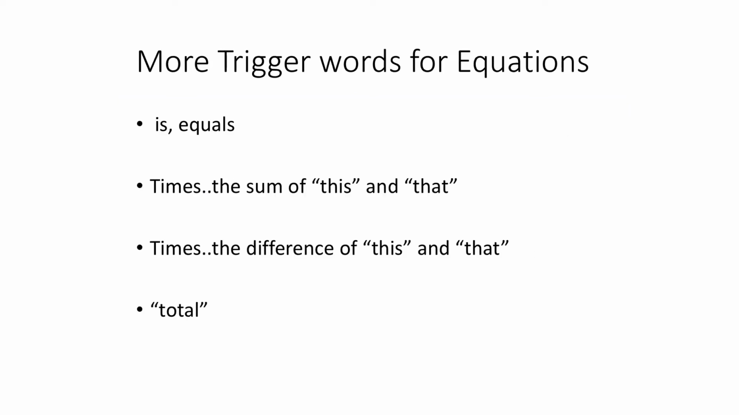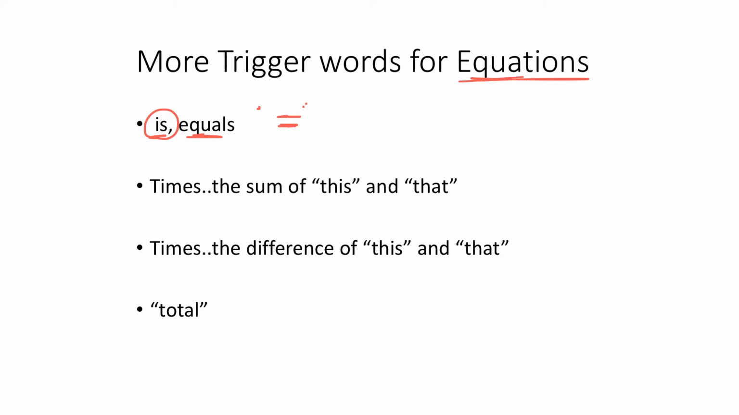Now, as far as equations are concerned, there's a couple more trigger words that we need to talk about. So anytime you see the words is or equals, that's going to reference our equal sign. And so when we make this an equation, every single equation is going to have an equal sign. So if you see is, or equals, or is equal to, or anything of that manner, that's where the placement of our equal sign is going to be.